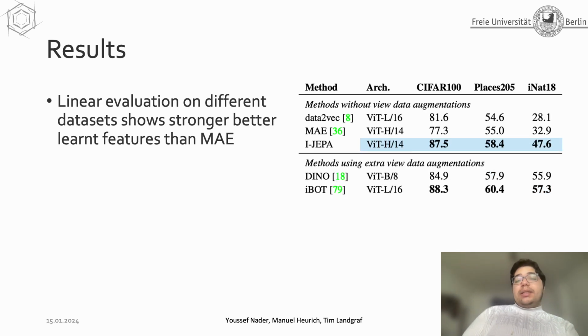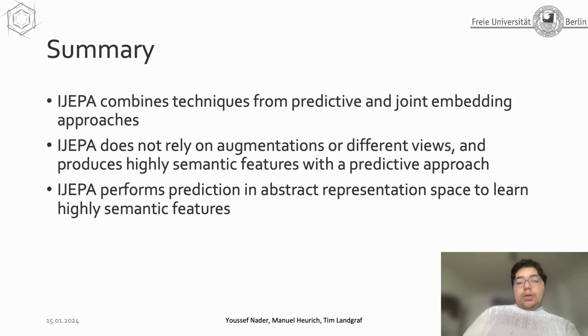If we look at different datasets, we'll also find that the performance gains from I-JEPA are still much better than the other non-data-augmentation methods. On some datasets, it's weaker than iBOT. I'm not sure if we will talk about iBOT, but iBOT also uses extra view augmentations. However, on certain datasets their performance is still very close, and this is without using any data augmentation, which is really impressive. So in summary, I-JEPA combines the techniques of predictive and joint embedding approaches.